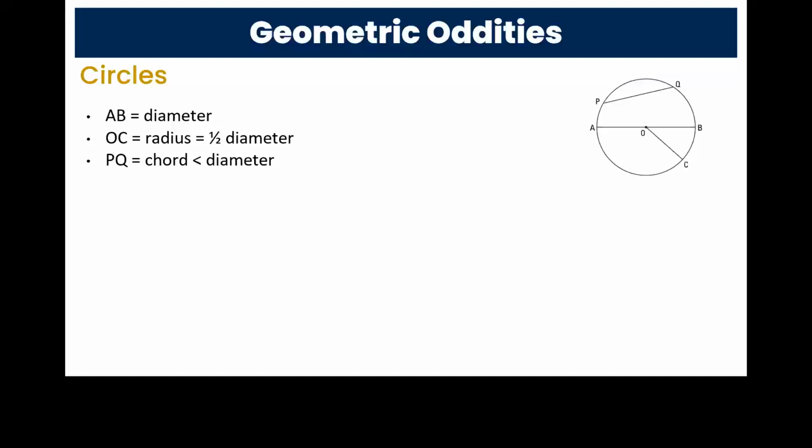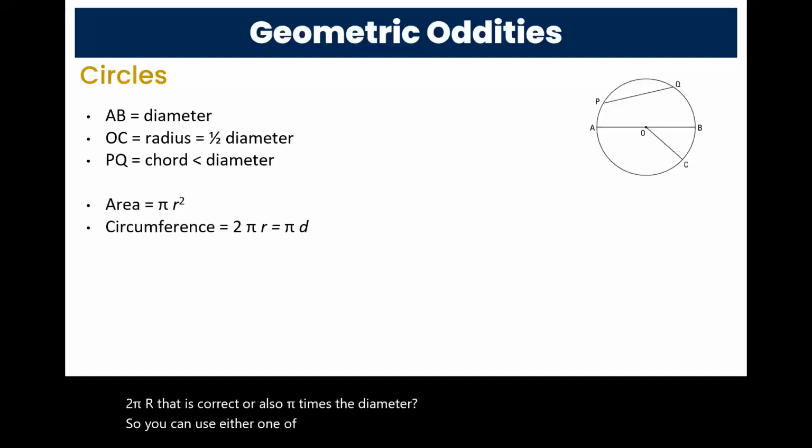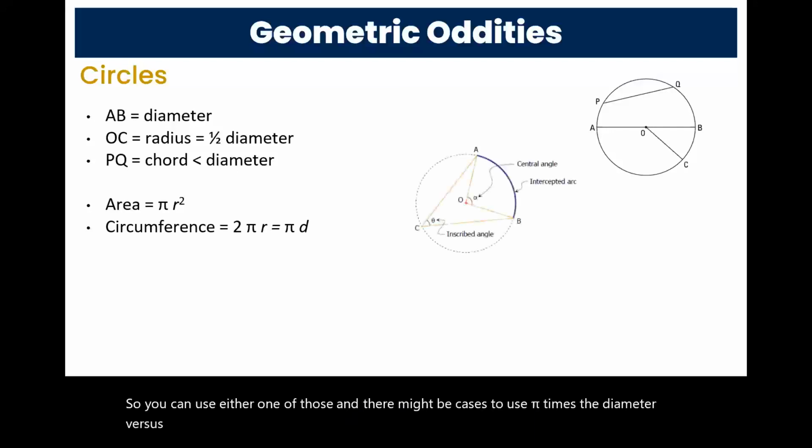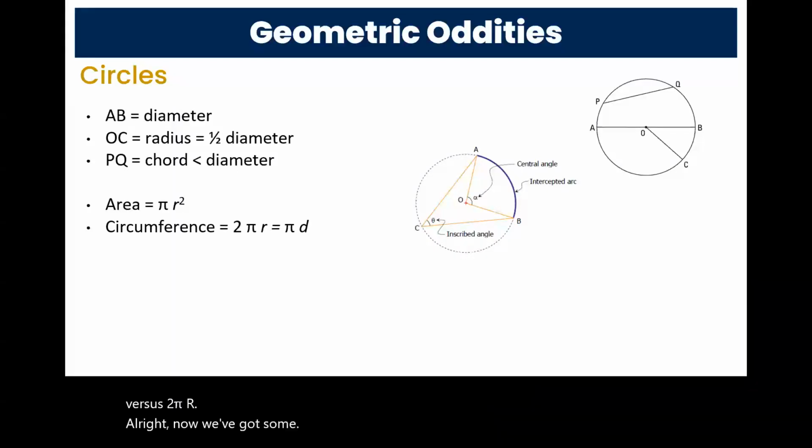Two pi r, that is correct. Or also pi times the diameter. So you can use either one of those, and there might be cases to use pi times the diameter versus 2 pi r. All right, now we've got some interesting shapes here that we can create with circles.